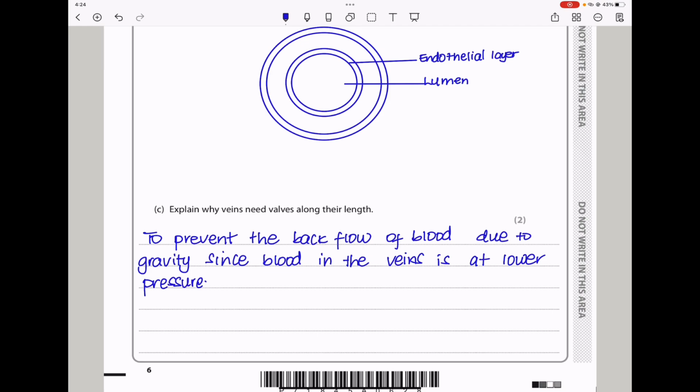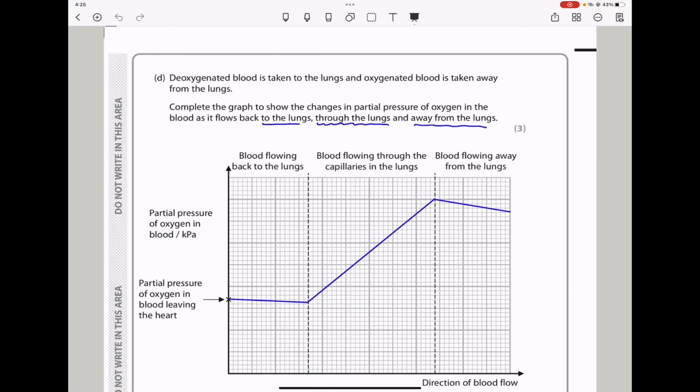Next they say, explain why veins need valves along their length. We need to remember that blood flows through the veins at a lower pressure, yet veins are returning blood back to the heart. Therefore, valves are required in order to prevent the backflow of blood. So I said, to prevent the backflow of blood due to gravity, since blood in the veins is at a lower pressure.